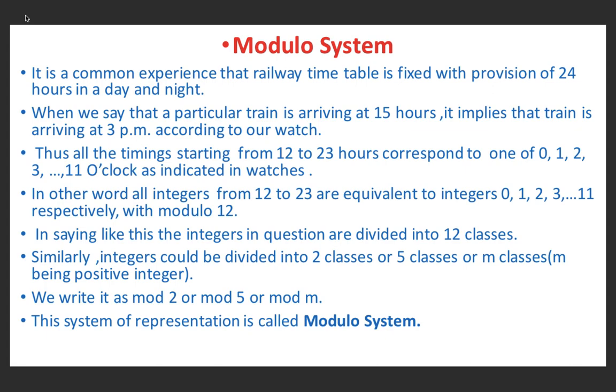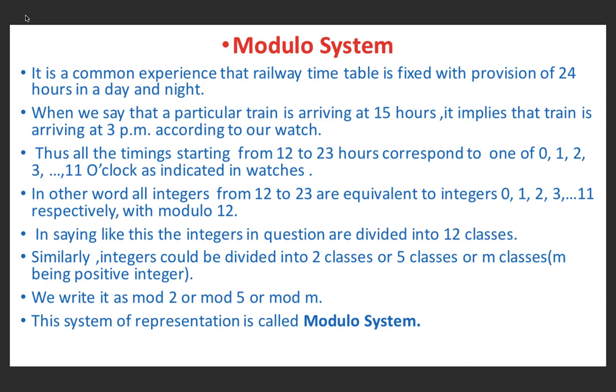Thus, all the timings starting from 12 to 23 hours correspond to 0, 1, 2, 3 up to 11 o'clock as indicated in watches. In other words, all the integers from 12 to 23 are equivalent to integers 0, 1, 2, 3 up to 11 respectively with modulo 12. In saying like this, the integers in question are divided into 12 classes.